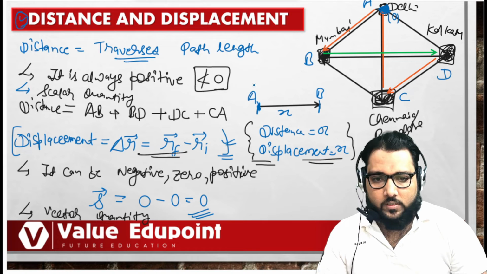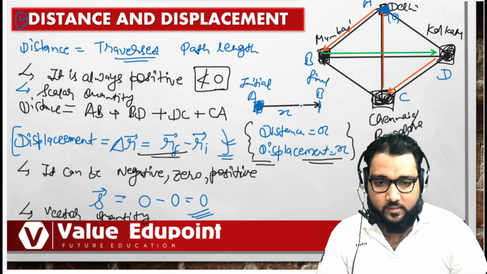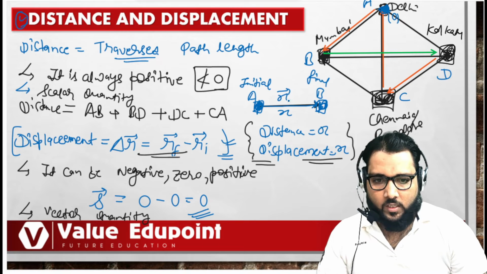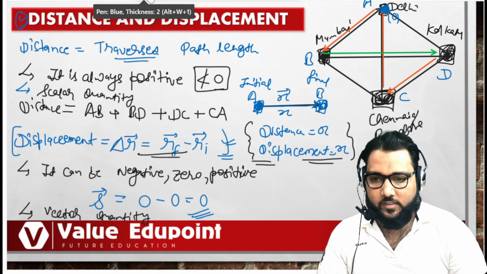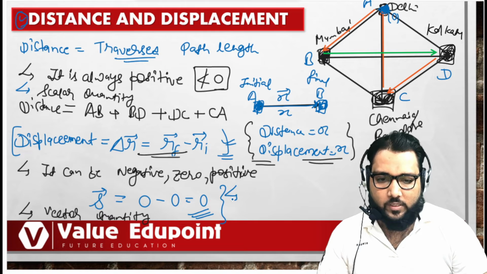I am talking about net displacement. The displacement vector will be from initial position to final position. Okay, guys, one guy is here, he displaces here. This is the displacement vector, or we can say x bar. Is it okay, guys? So it is a very important phenomenon, distance and displacement. Distance is the, or we can say displacement is the shortest path.